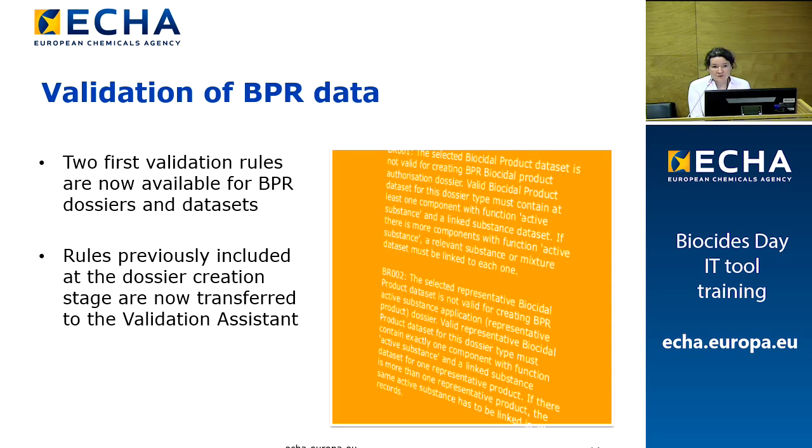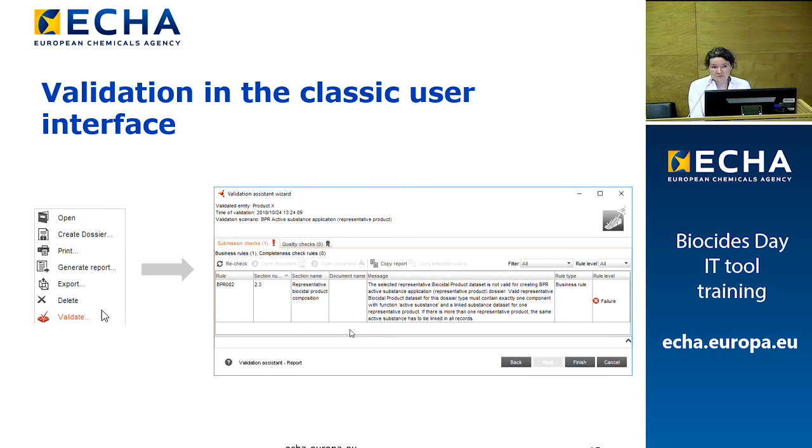Validation of the BPR data. We have two first validation rules, so you can validate both dossiers and datasets. And as you remember, in the classic user interface in Euclid 6.2, we had some rules at the stage of creation of a dossier. So if, for example, the active substance wasn't linked as a dataset, the dossier couldn't be created. Now we replace this solution with the validation assistant. And I will show you how it works in both user interfaces.